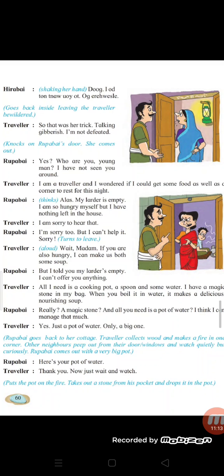So what does the traveler do? Yes, just a pot of water. Only a big one. A pot of water. How must it be? It must be a big one.